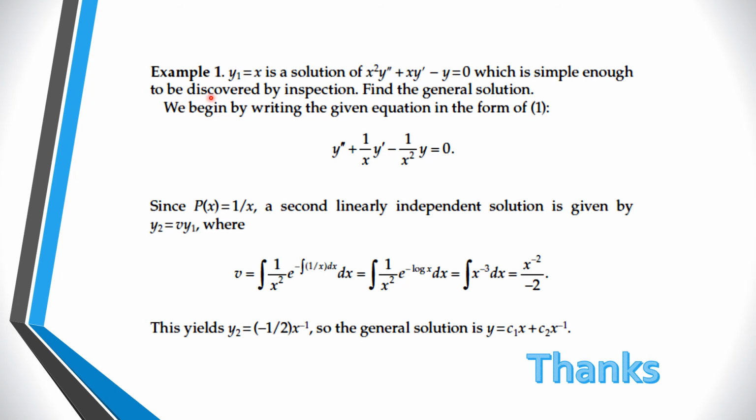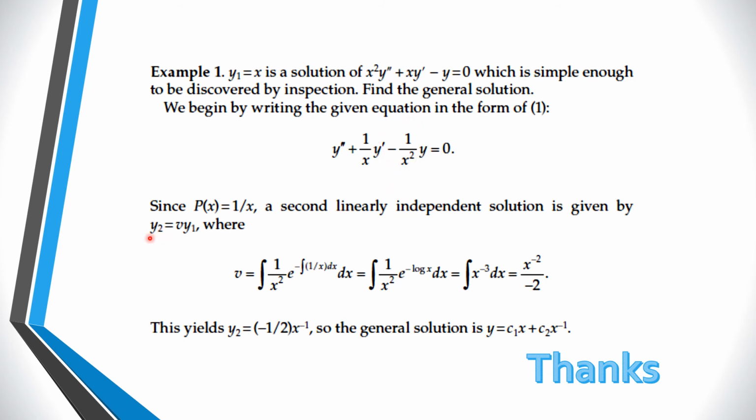For example, suppose one solution is given to us and this is our equation: x square y double prime plus x y prime minus y is equal to 0. We have to find the general solution of this equation when one solution is given to us. Now just see, this coefficient should be 1, so we can divide by x square, provided x is non-zero. After dividing by x square, we will have this equation. After comparing, we will get the values of p(x) and q(x).